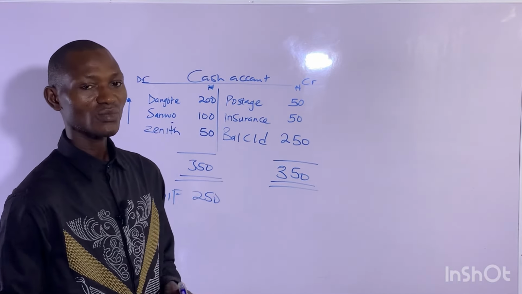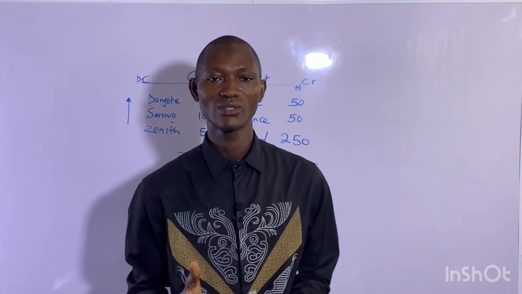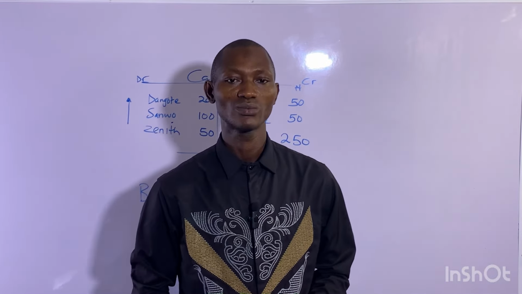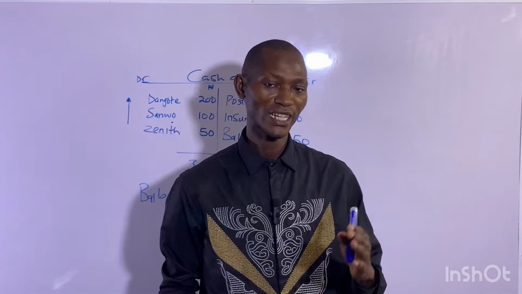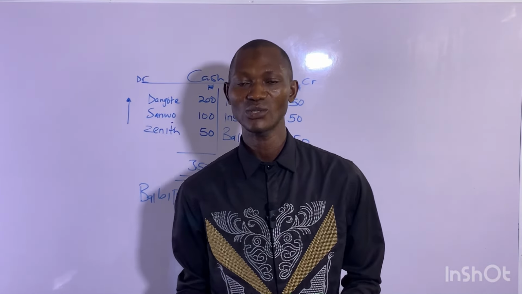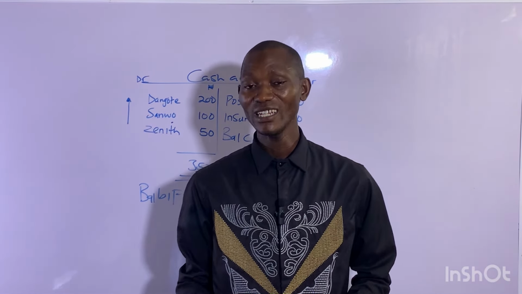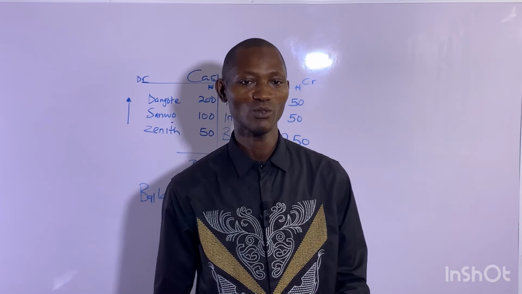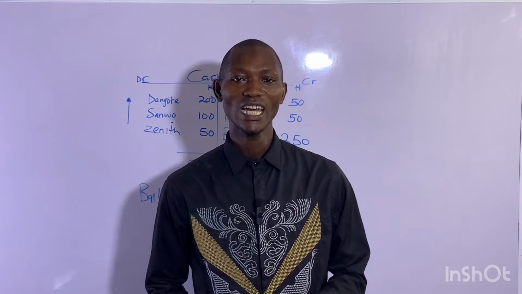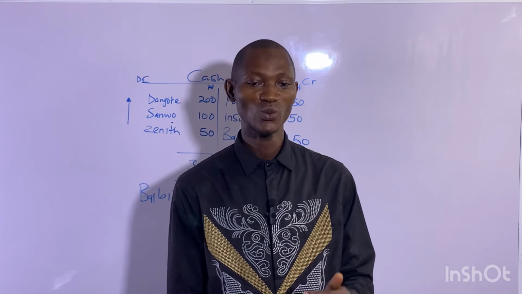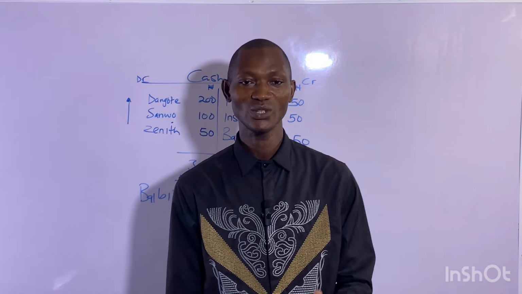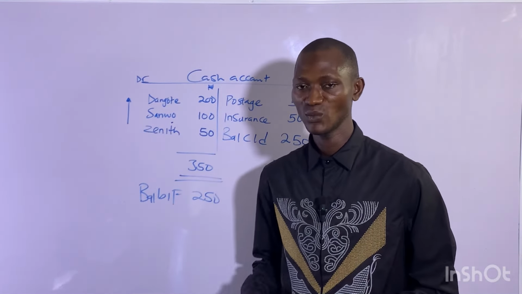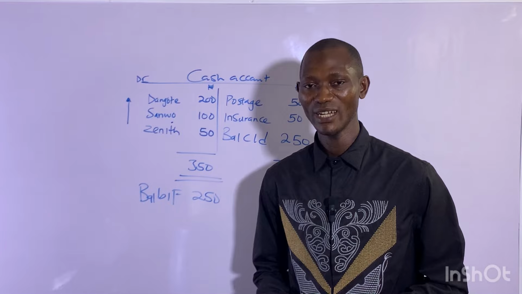I repeat, if an account has a debit balance and you want to increase that account, debit it more. If an account has a debit balance and you want to reduce the balance of that account, credit it more. And if an account has a credit balance, and you want to increase the balance more, credit it more. And if an account has a credit balance and you want to reduce the balance in that account, debit it more. That's just what the rule explains, which is the rule of trial balance.